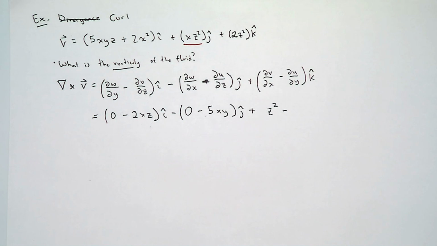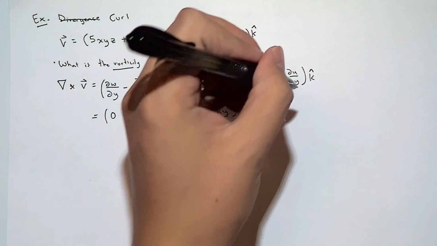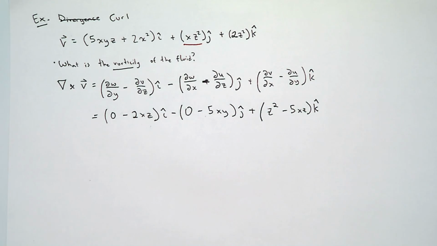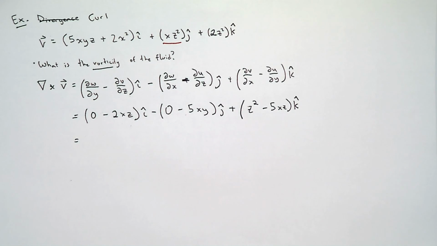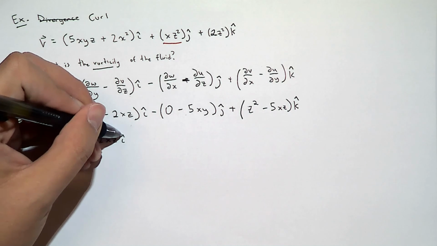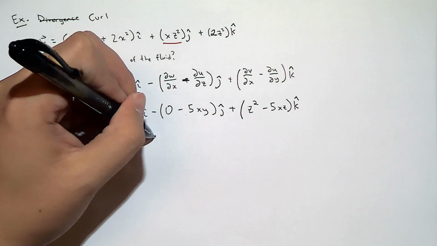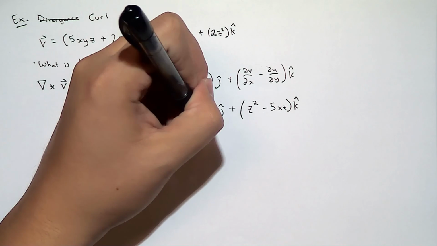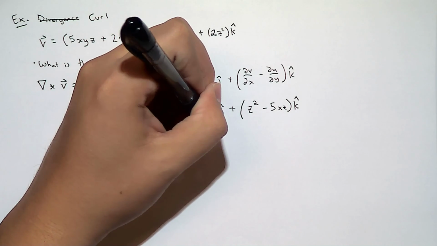And finally, can somebody tell me the derivative of the x component of velocity with respect to y? 5. Thank you. And so we have the curl or the vorticity of this flow, which is the curl of its velocity field: negative 2xz i plus 5xy j plus z squared minus 5xz k.